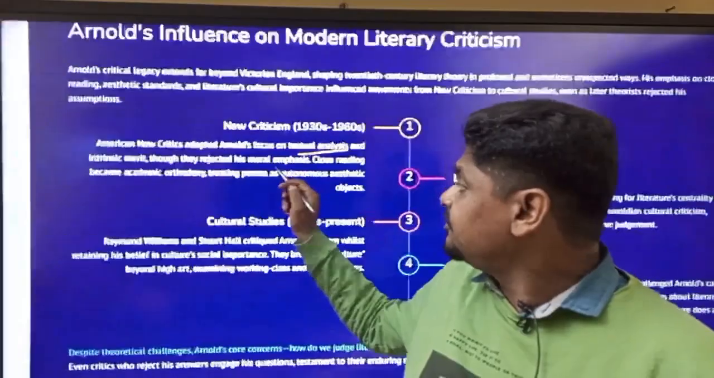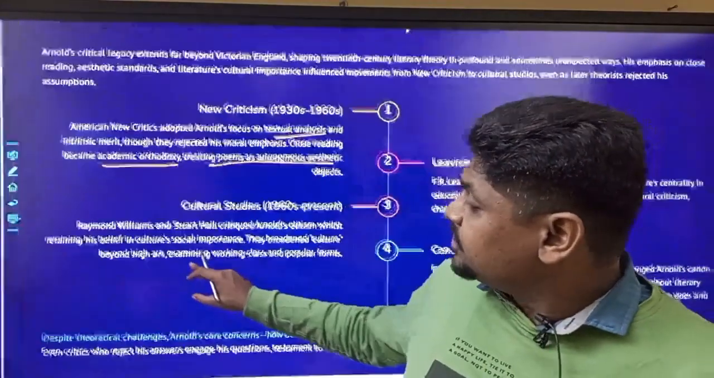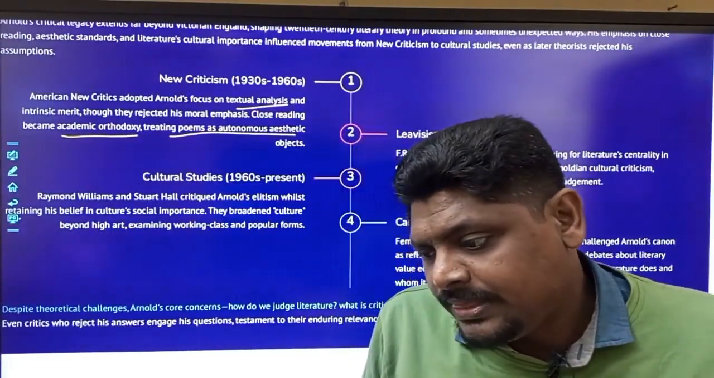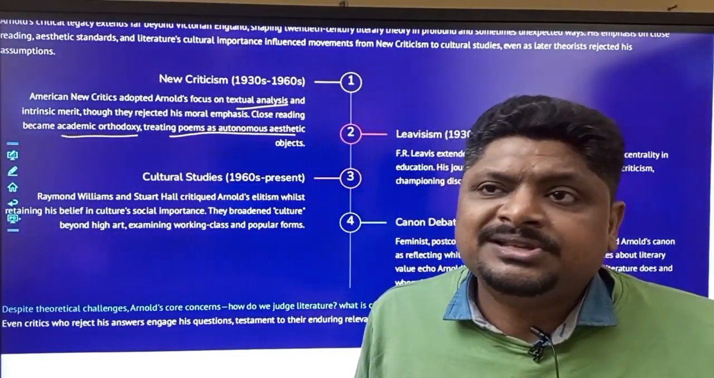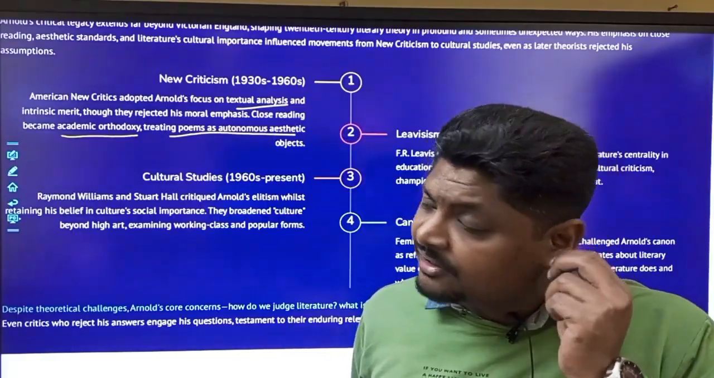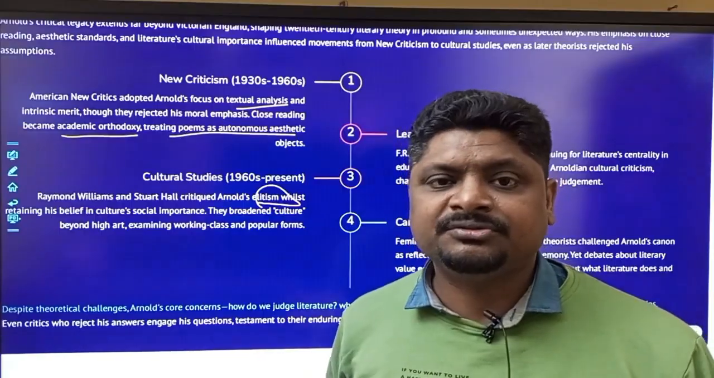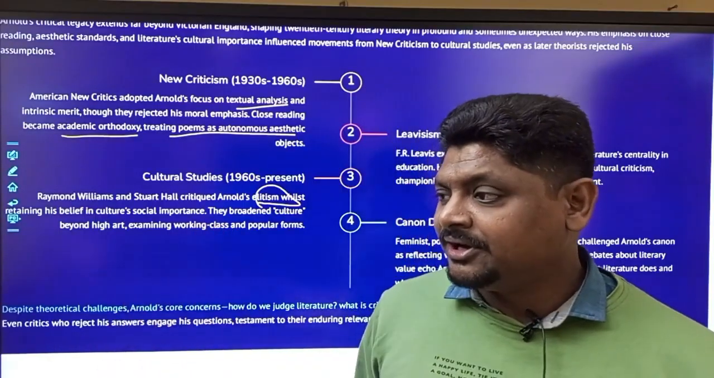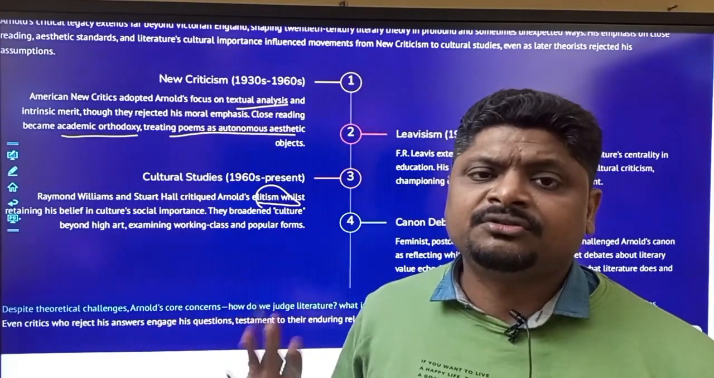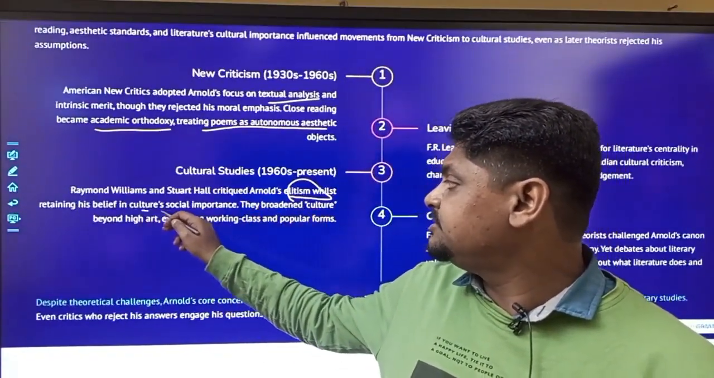Intrinsic merit, though they rejected moral emphasis, close reading became academic orthodoxy, treating poems as autonomous aesthetic objects. Then comes cultural studies, but Matthew Arnold's theory of culture has been challenged by many modern literary critics like Raymond Williams and Stuart Hall. They critiqued Arnold's elitism. Raymond Williams is one of the famous Marxist literary critics, and Stuart Hall is one of the leading cultural critics. They critique Arnold's elitism while retaining his belief in culture's social importance.